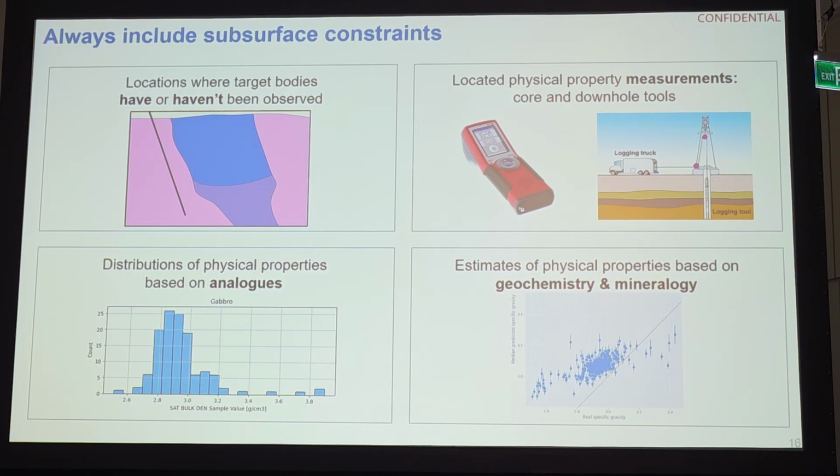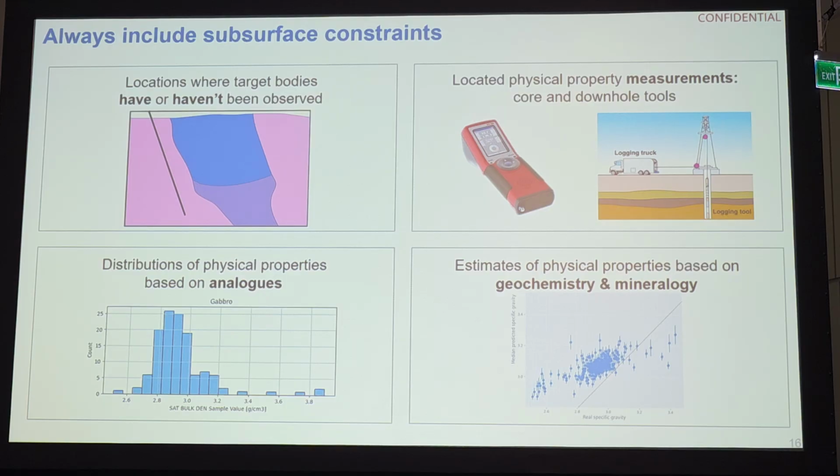We can also use analogs. If you don't have any physical property information, you can look up the Canadian Rock Properties Database or the Australian Rock Properties Database and come up with a distribution of what your prior hypothesis on what the physical properties might be, and include that in your sampling strategy.